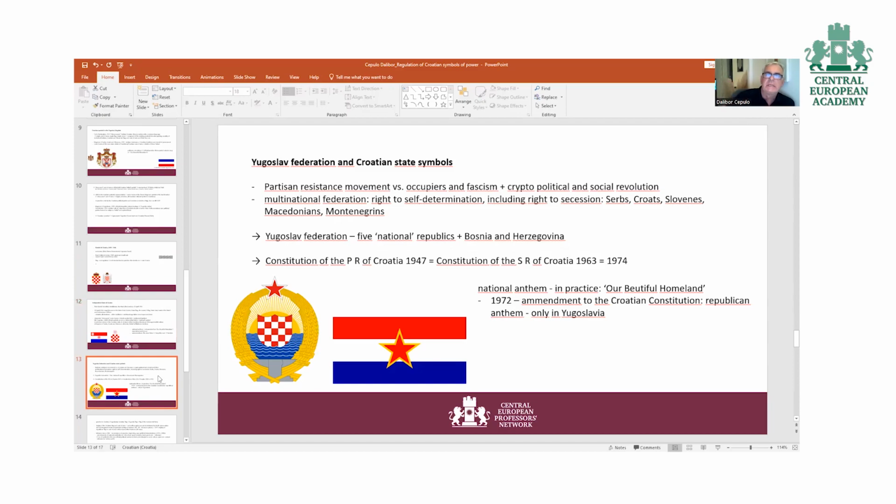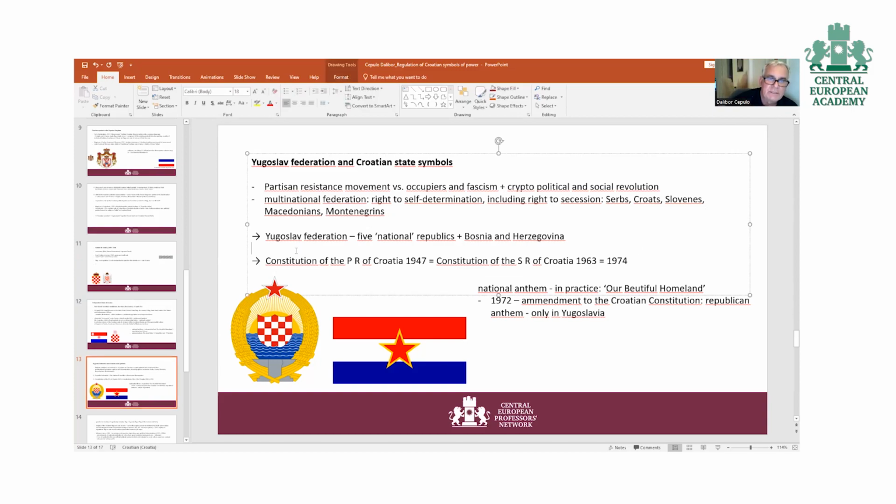the Yugoslav Federation. The partisan resistance movement bore out a multinational federation on the Soviet model based on the right to self-determination, including the right to secession of Serbs, Croats, Slovenes, Macedonians, and Montenegrins. 5 nations, 6 republics. So according to the Soviet model, each of the 5 nations, Serbs, Croats, Slovenes, Macedonians, Montenegrins, had its own national republic, plus Bosnia and Herzegovina as a multicultural, multinational republic.